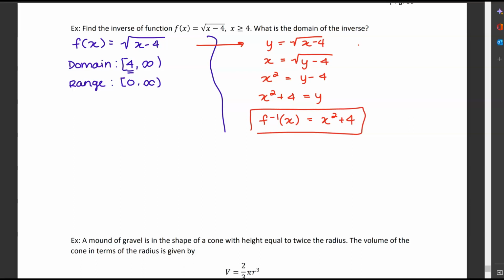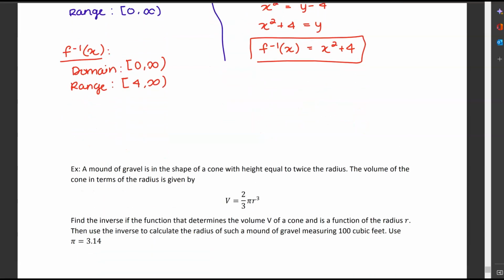So what's the domain? For our f inverse, again, we're going to swap those two. So our domain is going to go from 0 to infinity, and our range will go from 4 to infinity. Okay. That's it for that one.